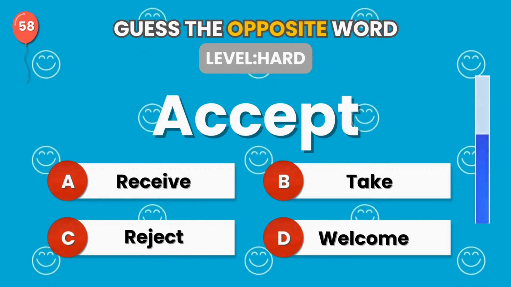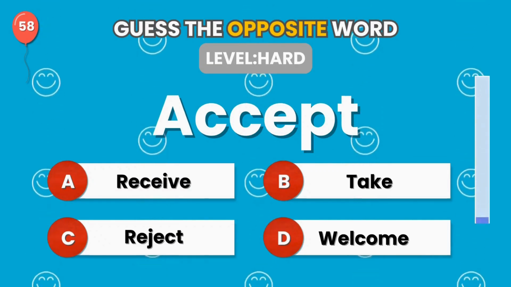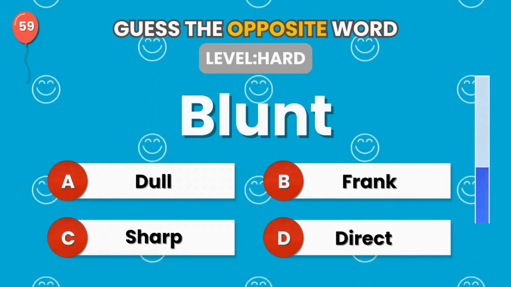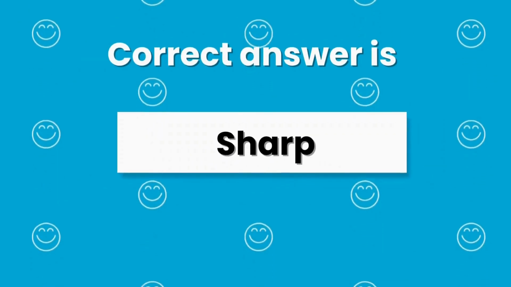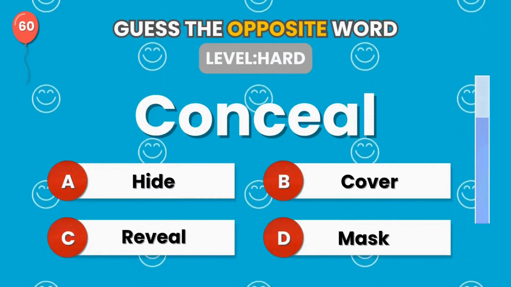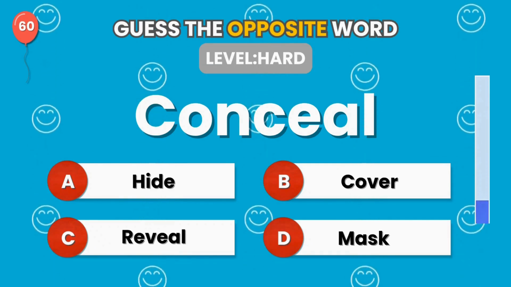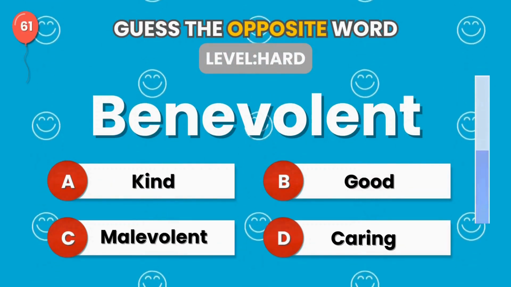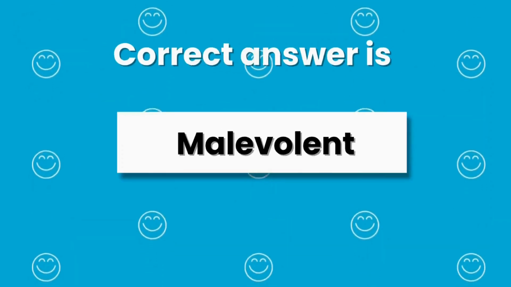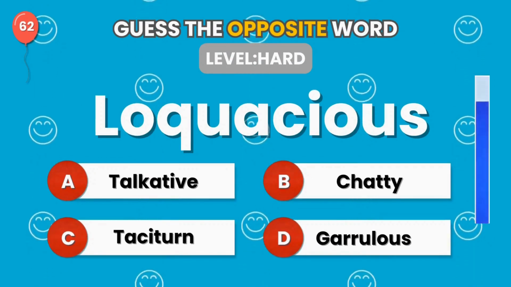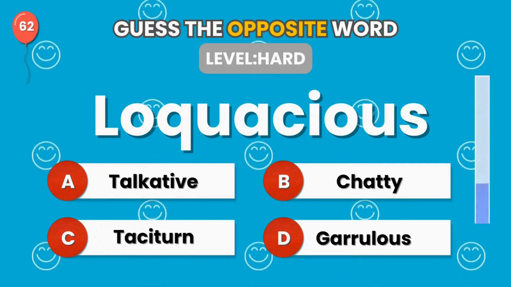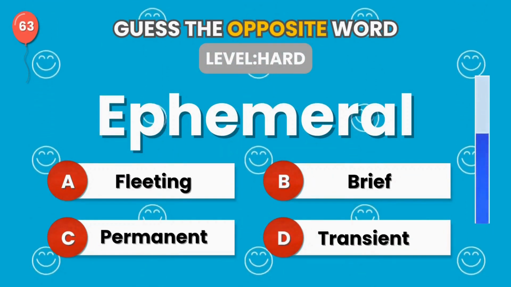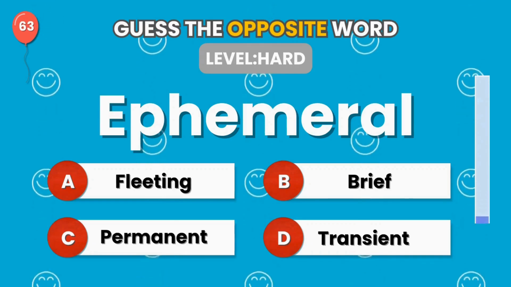Opposite word for accept? Reject. What's opposite of blunt? Sharp. Opposite of conceal? Reveal. Opposite word for benevolent? Malevolent. The opposite of loquacious? Taciturn. Opposite of ephemeral? Permanent.